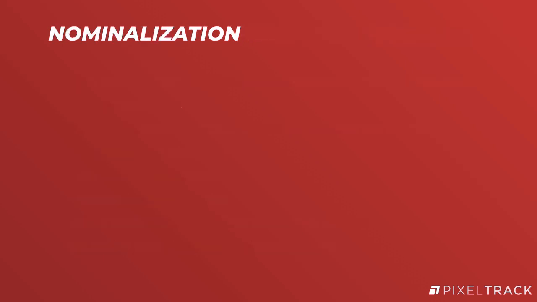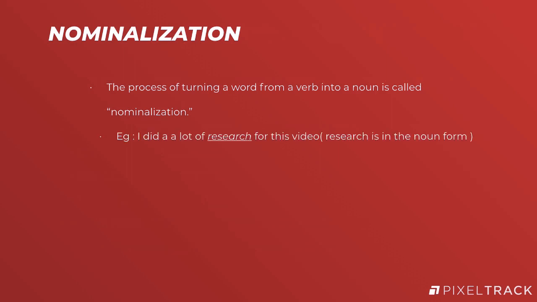So the next thing we're going to talk about is nominalization. Sounds very, very heavy, but trust me, it's a very simple thing. It's basically the process of turning a verb into a noun, right? And we do that a lot. I'll give an example. I did a lot of research for this video. Here, research is in the noun form.